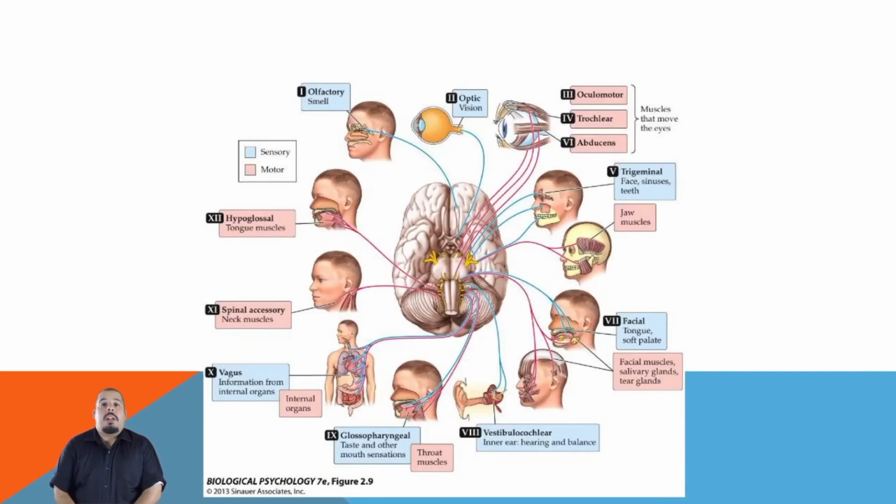Here are the 12 pairs of cranial nerves. The ventral view of the brain shows the cranial nerves and their primary functions. Blue represents sensory nerves, red represents motor nerves. For cranial nerves with both types of functions, separate axons within the nerve carry either motor or sensory information. We will cover several of these as the semester progresses.